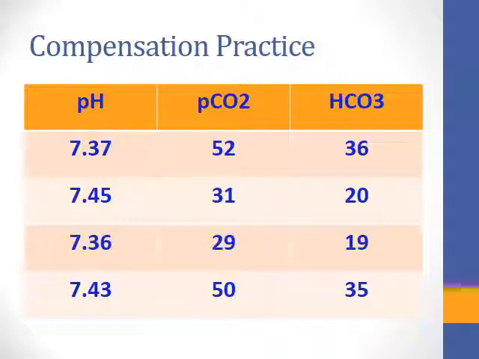So we know compensation has occurred because we have a normal pH and an abnormal PCO2 and an abnormal bicarb. Then we just have to see, does the bicarb or the PCO2 match the pH? We know that our PCO2 is the acid, and that does match our pH, which is on the low side, which is acidotic. So therefore we have respiratory acidosis. Bring this slide with your answers to class, and we will go over the rest of them.